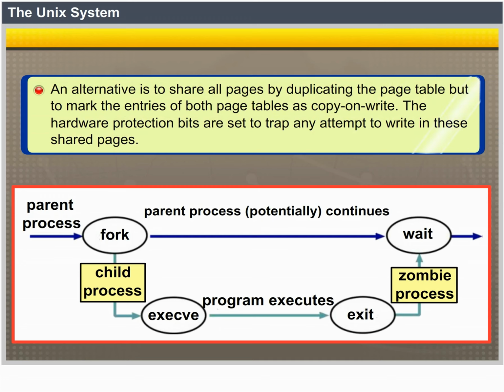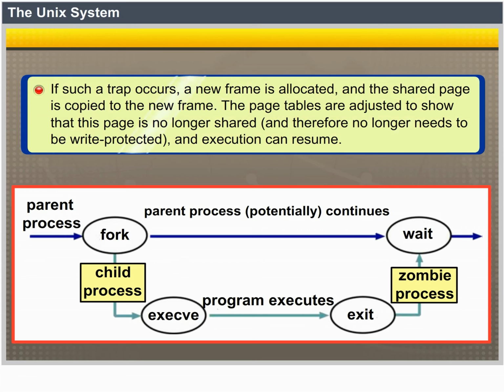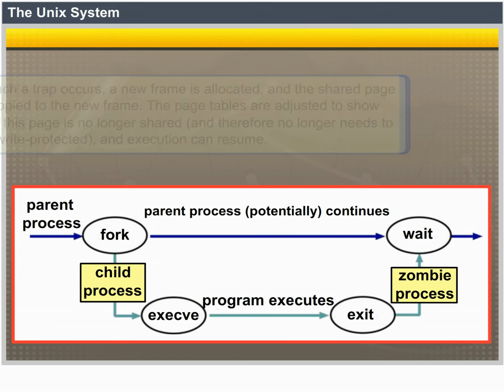An alternative is to share all pages by duplicating the page table, but to mark the entries of both page tables as copy on write. Protection bits are set to trap any attempt to write in these shared pages. If such a trap occurs, a new frame is allocated and the shared page is copied to the new frame. The page tables are adjusted to show that this page is no longer shared and therefore no longer needs to be write protected, and execution can resume.